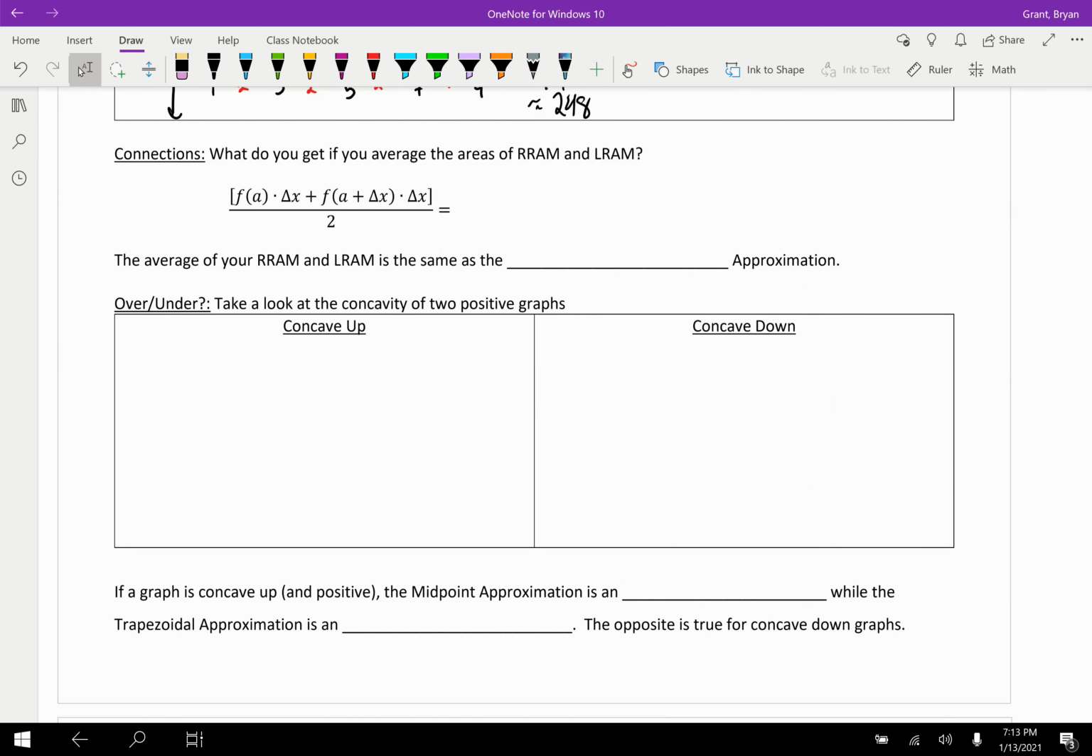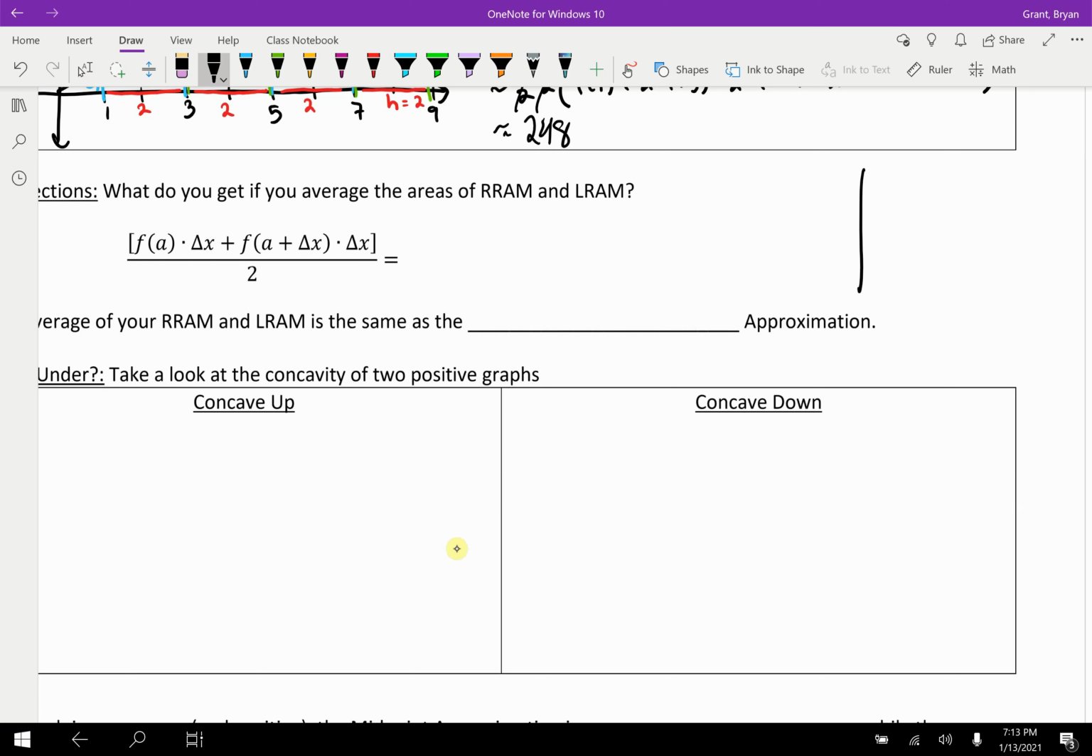So the first question is, what happens if you average the areas of the right rectangular approximation and the left rectangular approximation? Well, ultimately what we're doing here is we have a graph, right? And let's say that we have A and B, and then this one is, of course, A plus delta x. And there's 2 ways to create this rectangle. We can create the rectangle from the left side, and so that rectangle would have an area, right, of delta x, which is your base, and then your height is f of a. That's like our left rectangular approximation method. That's that piece right here.